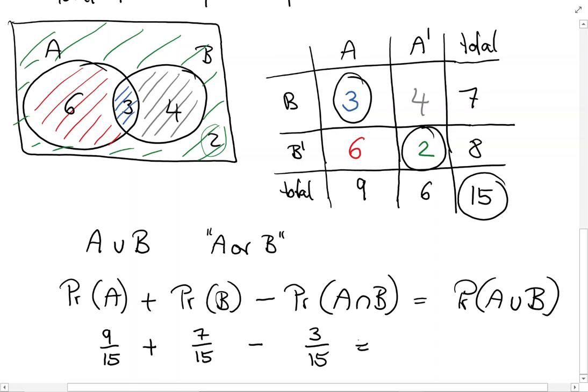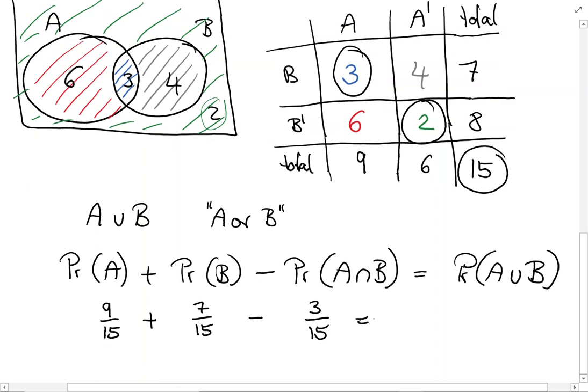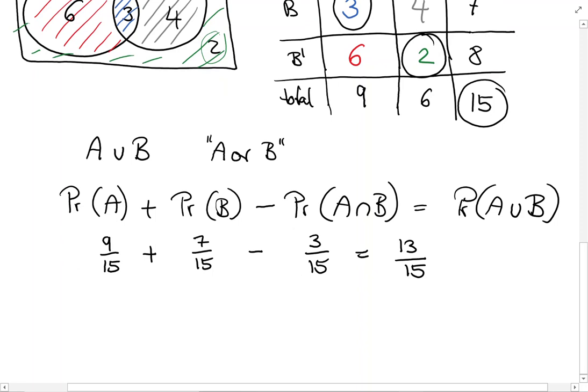So that means we've got a total on the probability of, well, 9 and 7. That's 16, 16 minus 3. That is 13 over 15. That's the probability of having an iPhone or a Samsung. And that also makes sense because there's only 2 people there on the outside. So there's 2 people who do not have an iPhone or a Samsung, and 13 15ths plus 2 15ths adds up to 1. And as I've showed you in the last video, the complement and the event, they always add up to 1.